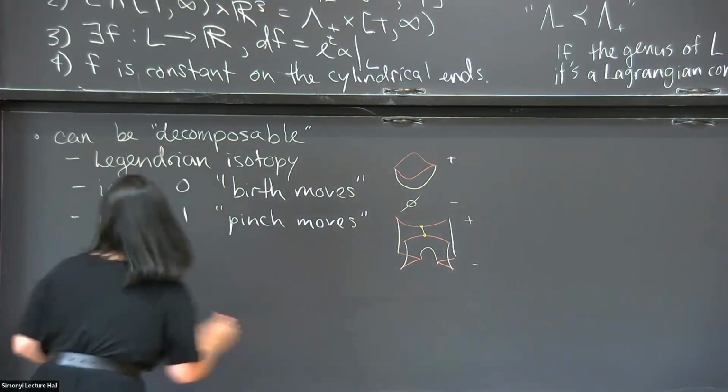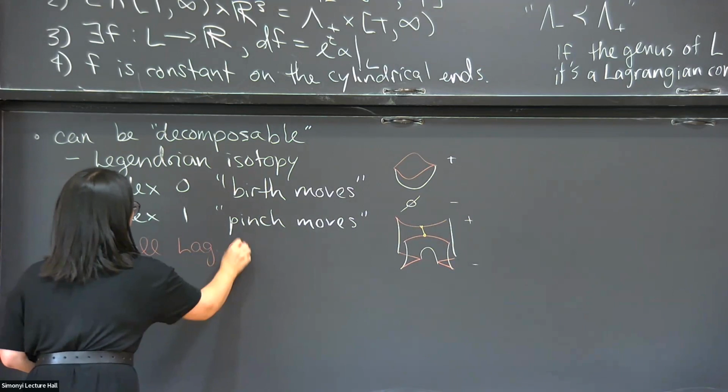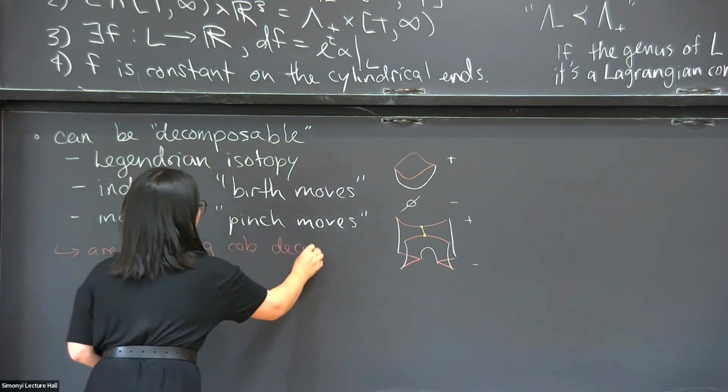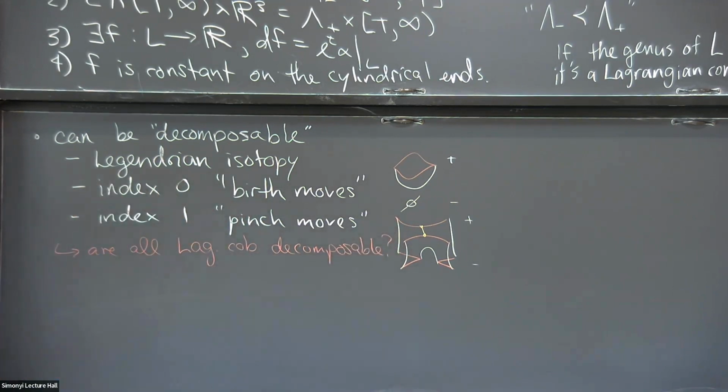A completely open question is, are all Lagrangian cobordisms decomposable? That's completely open. We have some conjectured counterexamples. We don't really have a good way of proving that they're not decomposable. And another way of thinking about this question is you can think of it as the Legendrian version of ribbon, right? So are all slice knots ribbon?